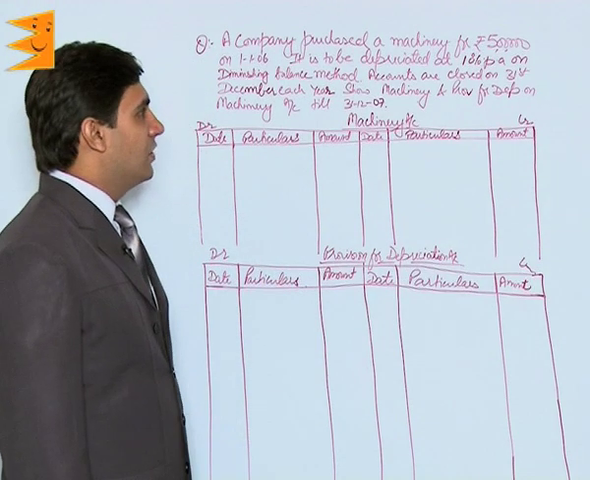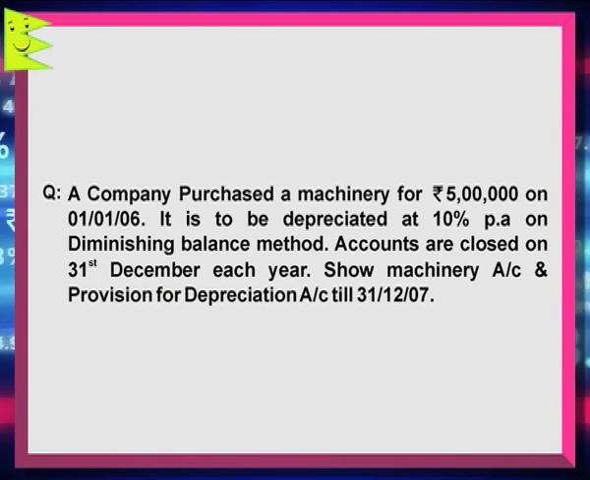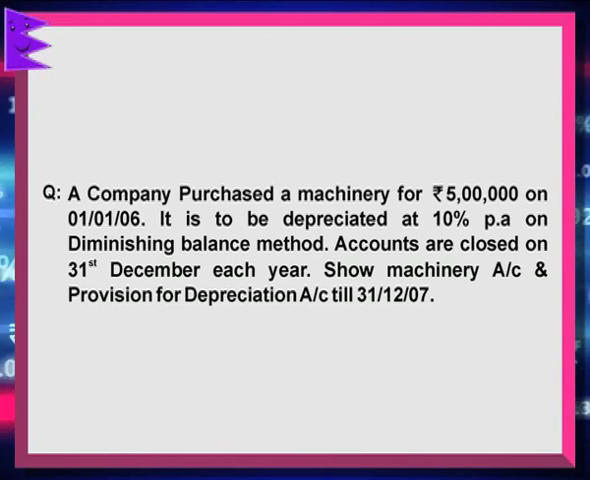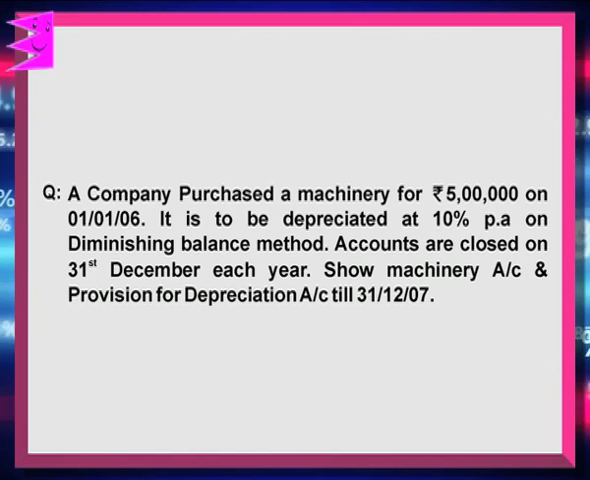A company purchased a machine for rupees 5 lakh on 1st January 2006. It is to be depreciated at 10% per annum on diminishing balance method. Now diminishing balance method implies written down value method. So in this case 10% depreciation would be charged on the book value every year.